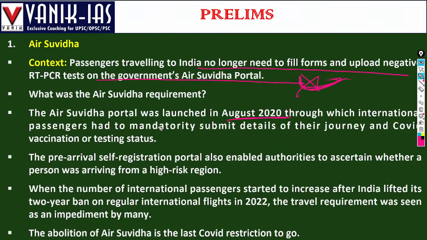Through it, international passengers had to mandatorily submit details of their journey and COVID vaccination and testing status, because COVID was extremely severe at that time. Many people were dying, so you had to post your negative RT-PCR report on the Air Suvidha portal. The pre-arrival self-registration portal was enabled to ascertain whether a person was arriving from a high-risk region or not. When the number of international passengers started to increase after India lifted its 2-year ban on regular international flights, the travel requirement was seen as an impediment by many.